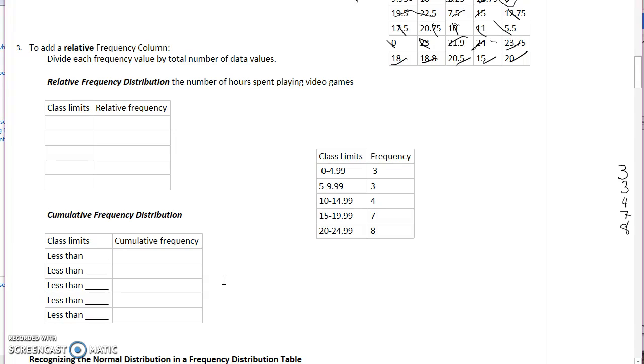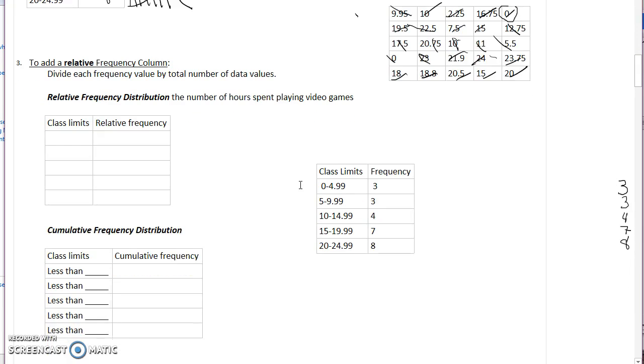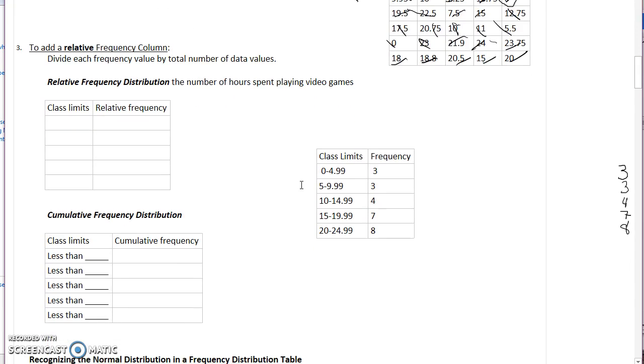Okay, so in the last video, we learned how to make these class limits and take a data set like this one over here and put it into the frequency distribution table. In the next video, we're going to look at some variations on that. You can see I've cleaned up that frequency distribution table, typed those values in, and now we're going to work on a relative frequency distribution and a cumulative frequency distribution.